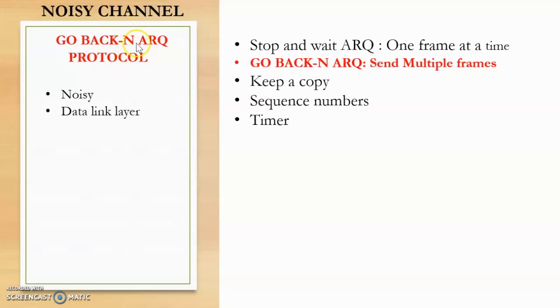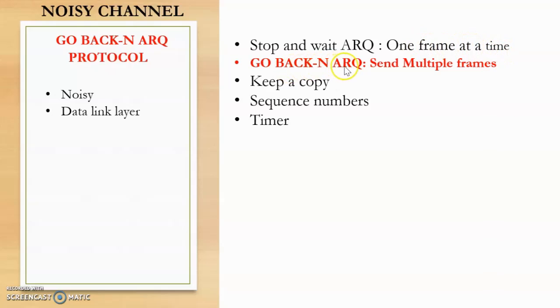Now Back N ARQ protocol is used for noisy channels and it is a protocol at the data link layer for flow and error control. In the last video we had discussed the stop and wait ARQ protocol and we had seen that one of the problems of stop and wait ARQ protocol is that it is very inefficient because it sends only one frame at a time. So it will waste a lot of bandwidth.